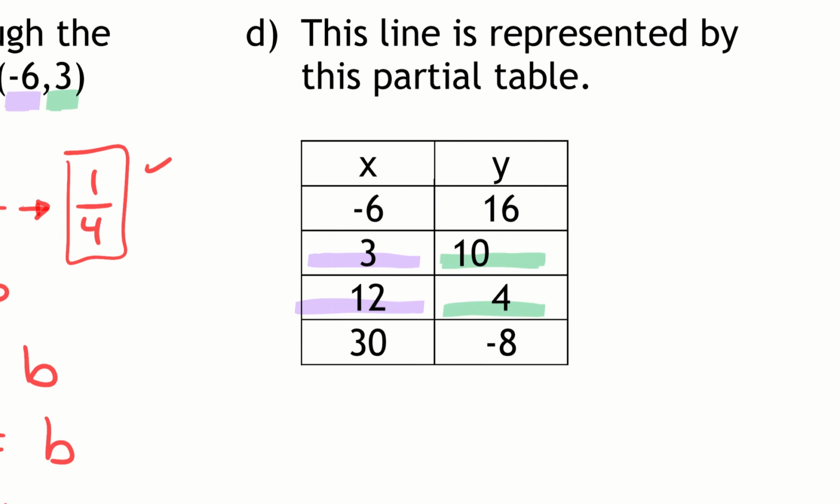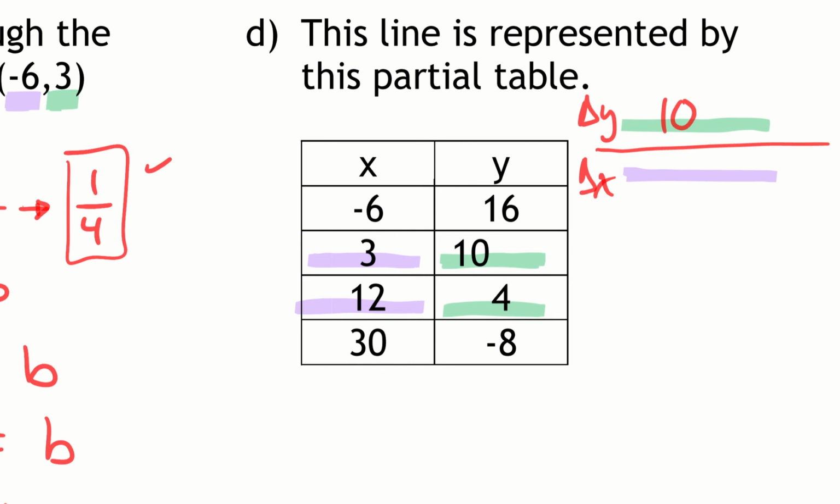And again, we need to take our change in y. That's going to be in our numerator. And we're going to divide that by our change in x. That's going to go down in the denominator. So I'm going to take the top point, 10, and subtract 4 for the numerator, 10 minus 4. And for the denominator, I'm going to take 3 and subtract 12. So I just follow that same pattern. I took the top, subtracted the bottom. 10 minus 4 over 3 minus 12.